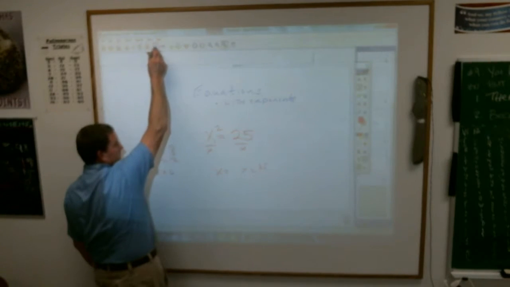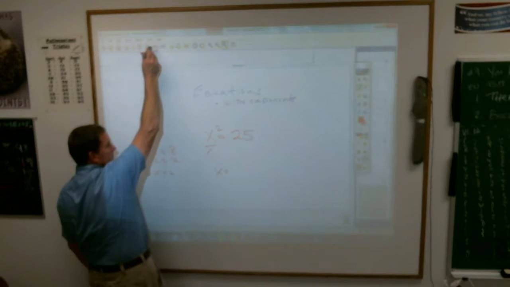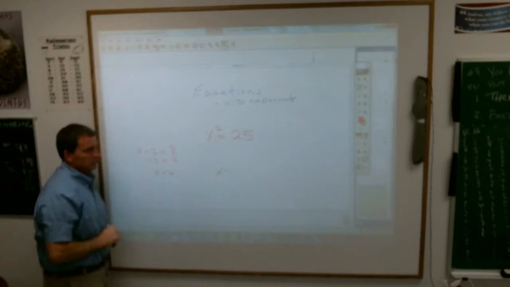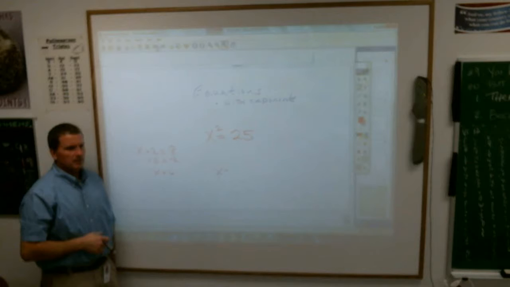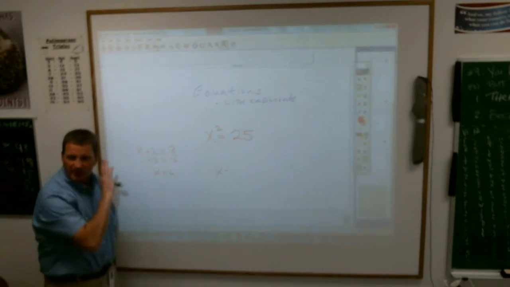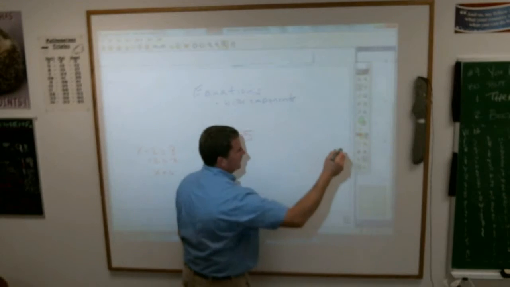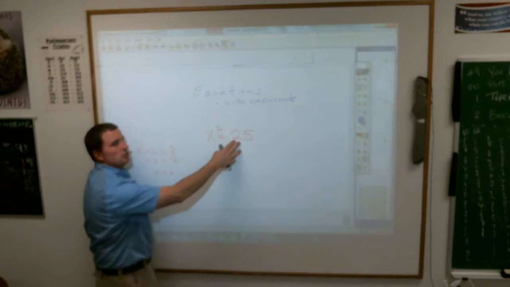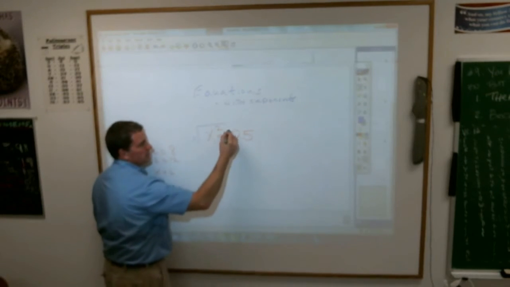Anybody? How do I get this square to go away, that power of 2? Sammy? The square root. Right. What you have to do, anytime you come up with a square, we've done this before, we just haven't talked about it. To get rid of this, you take the square root of both sides. Square root and square root.